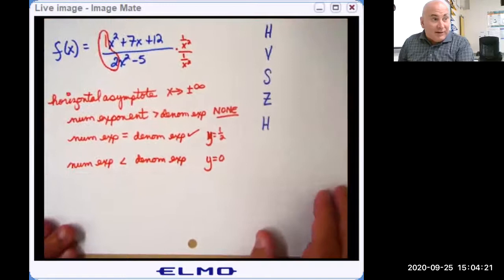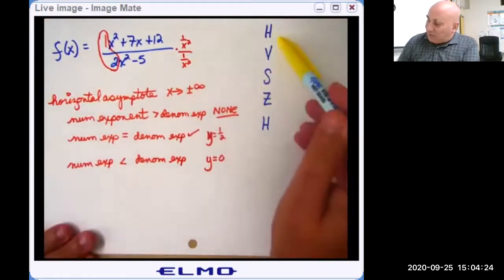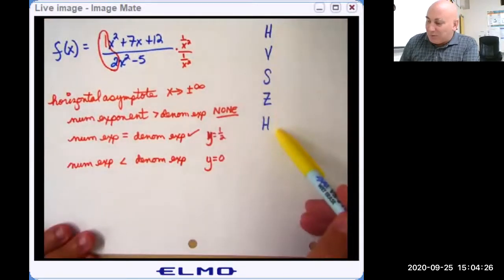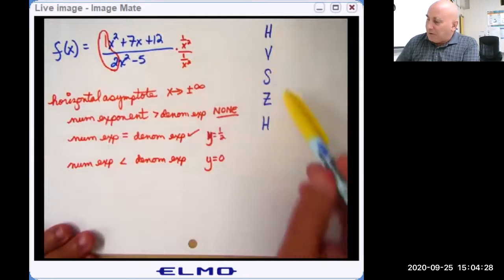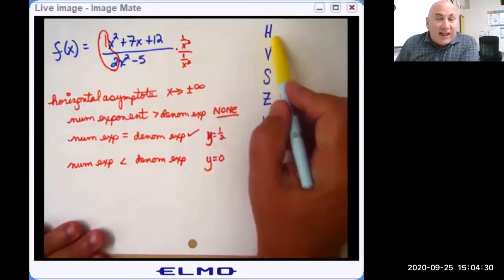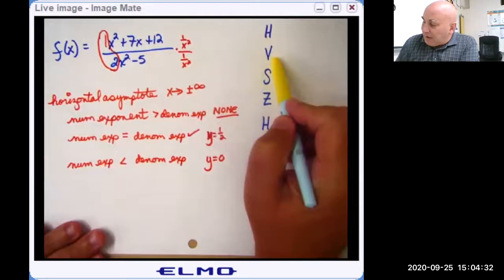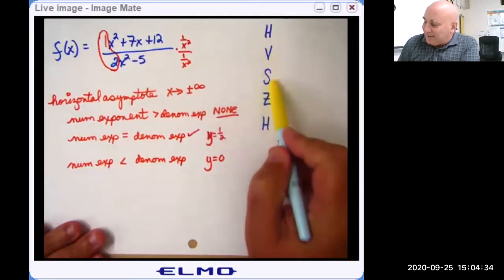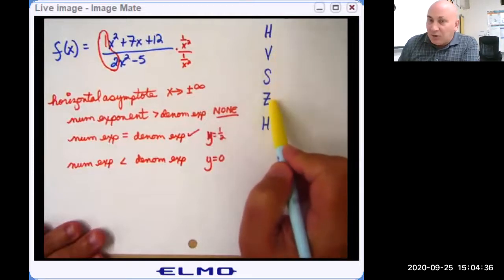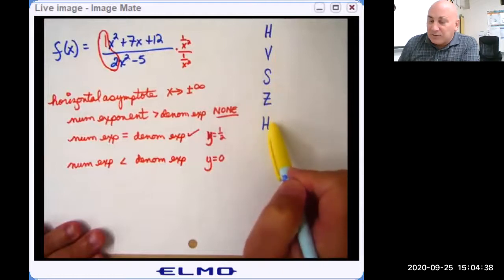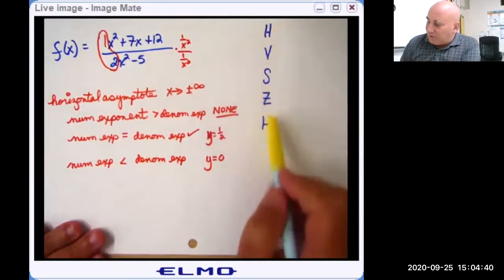The first thing I do is I write these letters over here on the right side of my paper when I'm looking at a problem. That stands for horizontal asymptote, vertical asymptote, slant asymptote, zeros, and holes. So horizontal up here, holes down here.